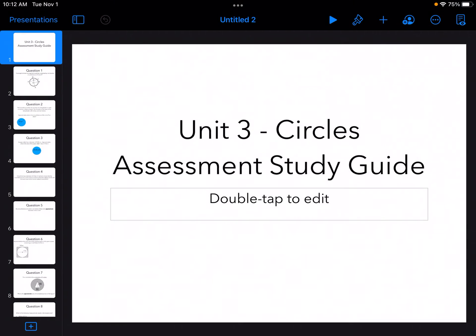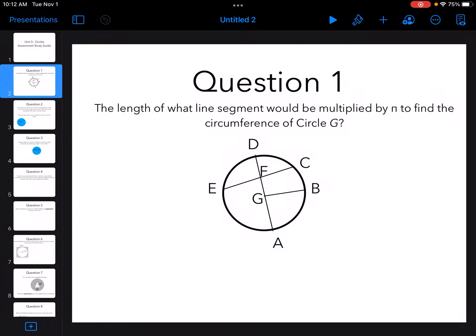Hi everyone, so today we're going to do the Circles Assessment Study Guide. So we're going to go through the questions. There are going to be 12 on your test, and I want to make sure that you know how to attack each question. So the first one says, the length of what line segment would be multiplied by pi to find the circumference of circle G?